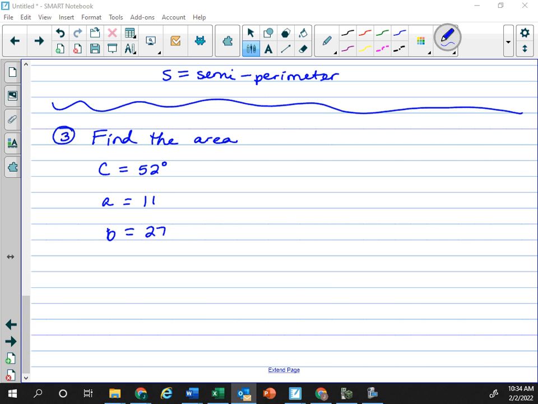So guys, what do you think? Do you think that's a Heron's formula or the other area formula problem? Yeah, that first one, right? So that is a side angle side problem. Go ahead and round your area to 3 decimal places again.